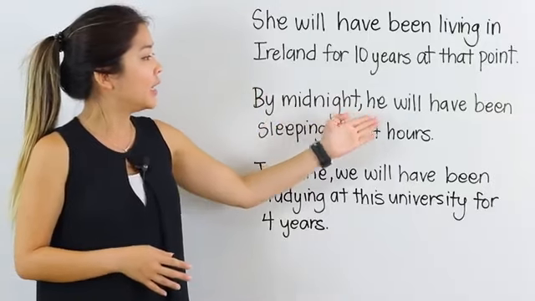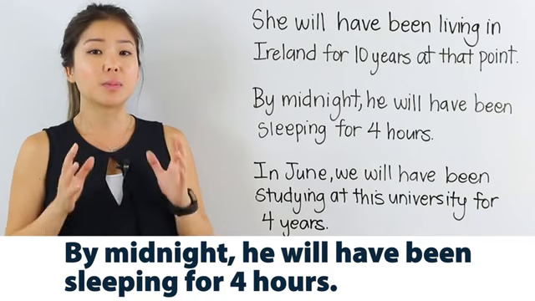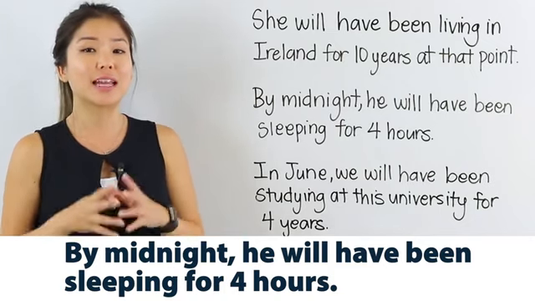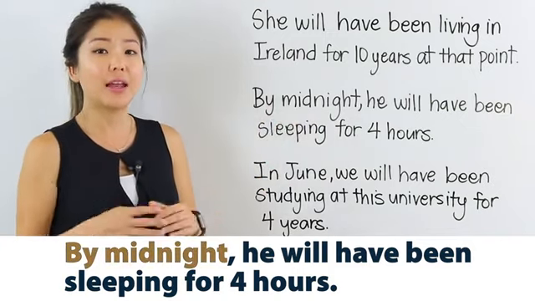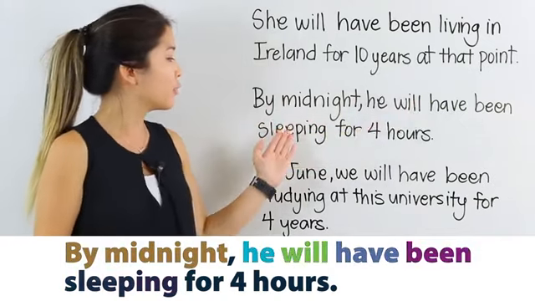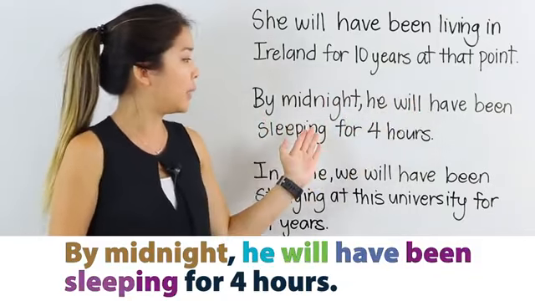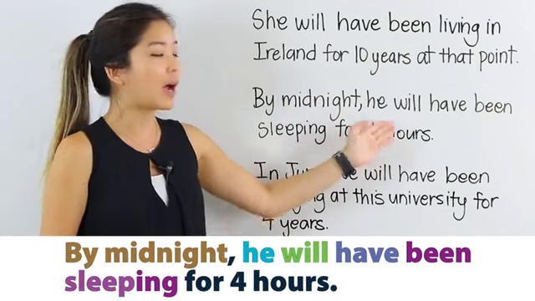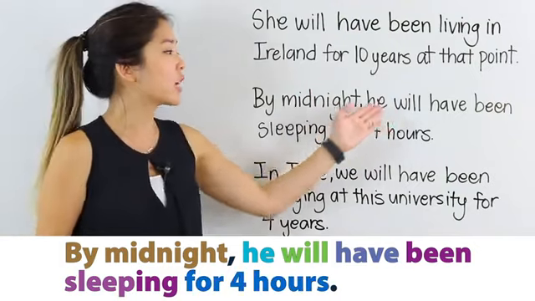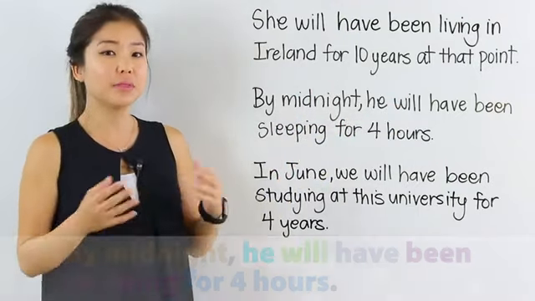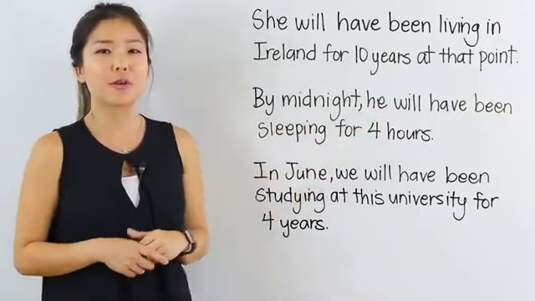By midnight, he will have been sleeping for 4 hours. Here, the specific time in the future comes at the beginning of the sentence, by midnight. And again, we see will have been, verb ing. By midnight, he will have been sleeping. Here we have for 4 hours. This shows the duration or how long this action will be in progress. So again, by midnight, he will have been sleeping for 4 hours.